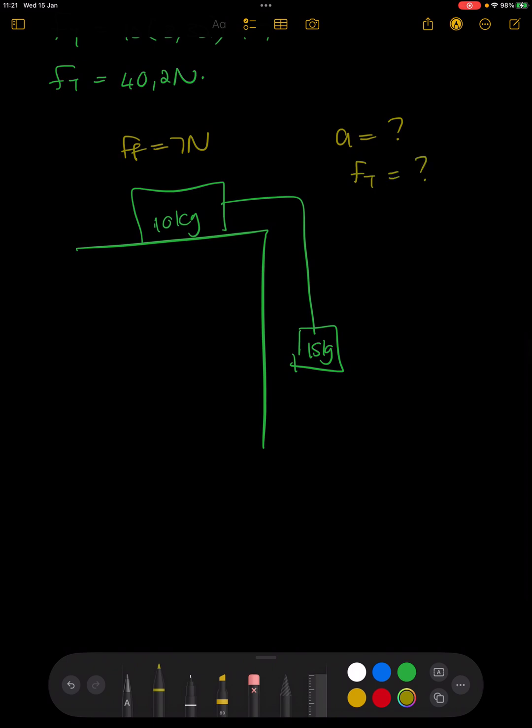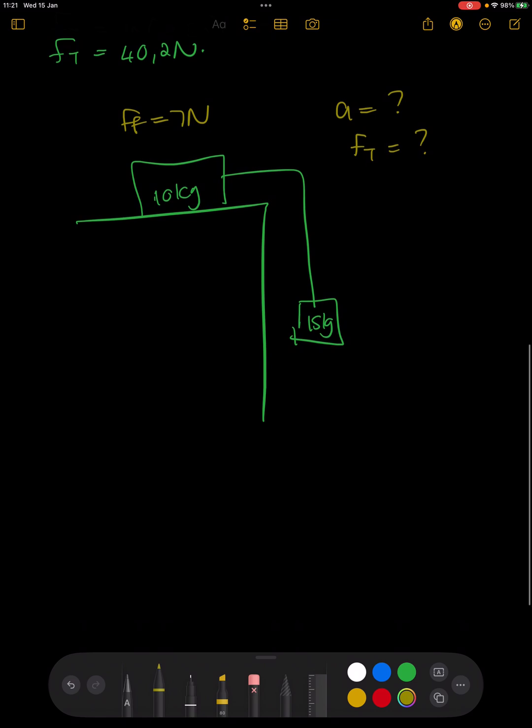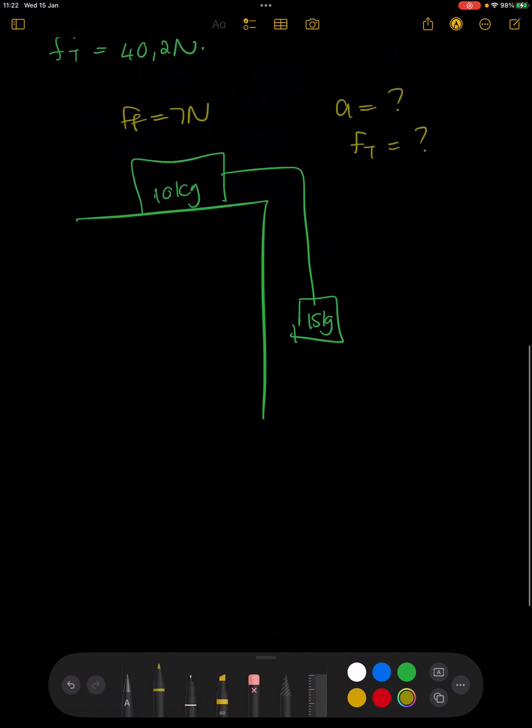Alright, we have two blocks that are connected by a string. The one is on top of a table and the other one is at the bottom of the table. We need to calculate the acceleration and the tension in the system. So once again, I'm going to break it down into two blocks. This block is the only one that's going to have friction. So let's call this my first one and that my second one.